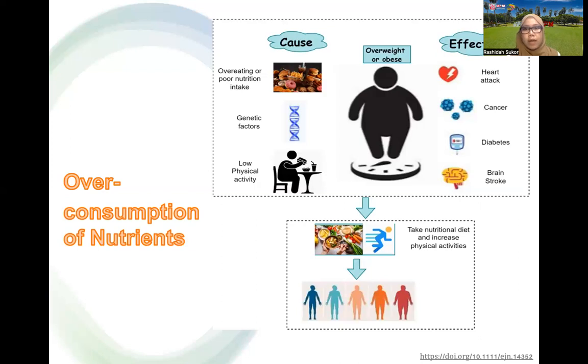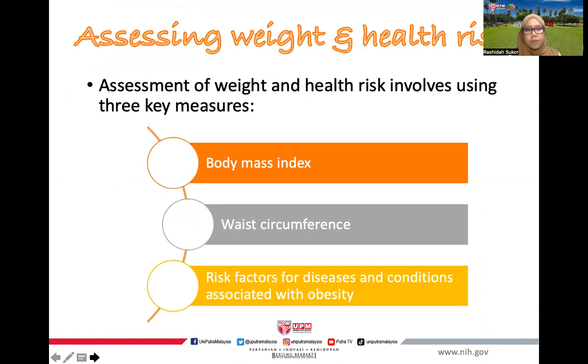So what happens to our body if we are overweight or obese? The after effect of that, we will have cardiovascular disease or heart attack. We can also develop cancer or type 2 diabetes, and can also have brain stroke. So what do we do about it? Then we can either take a nutritional diet or increase the physical activities.